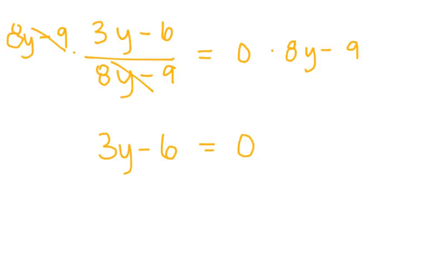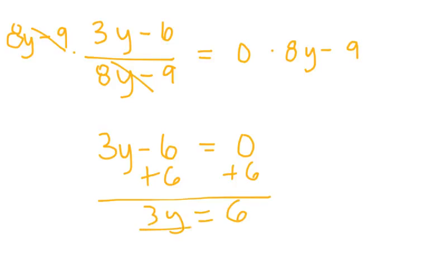Okay, so now we're going to solve for y. We add 6 to each side, get 3y equals 6, and then divide by 3, and you get y equals 2. So for B, they gave us the x-coordinate was 3, and we just solved for y, which equals 2. So the point would be (3, 2).